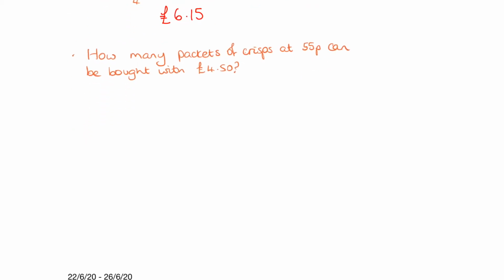Okay, the next one. How many packets of crisps at 55p can be bought with £4.50? So, I think an easier way to do this is not to try and do £4.50 divided by 55p, because we don't necessarily know our 55p times tables. However, if we've got 2 packets of crisps, what does that cost? Well, that's £1.10, isn't it?